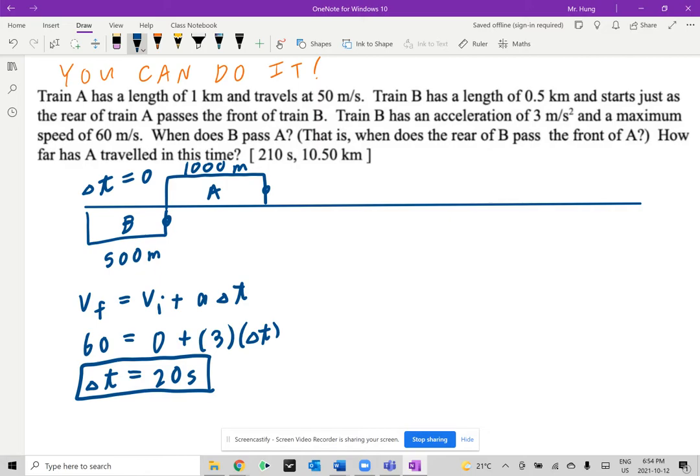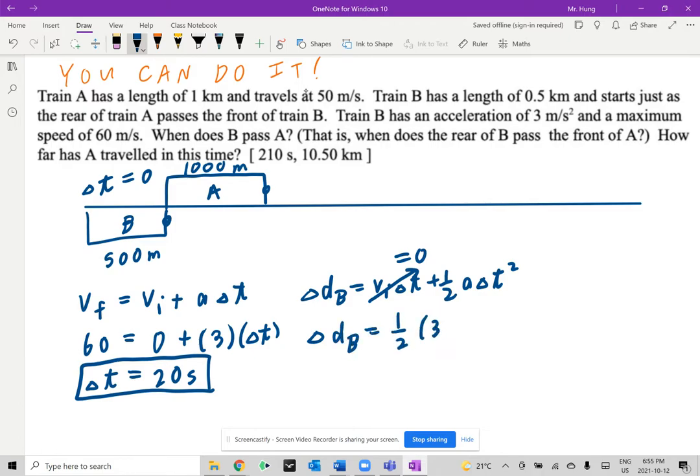So the next question becomes, how far did train A travel in 20 seconds? How far did train B travel in 20 seconds? So if I continue here, I can look at train B. Let's write down delta dB. And this is Vi t plus half a t squared. And again, recognizing that train B started from rest, that's going to be 0. So this is going to be half times 3 times 20 squared. And again, you can take the calculator, you can do a little bit of mental math. That's going to be 1.5 times 400, which will be 600 meters.